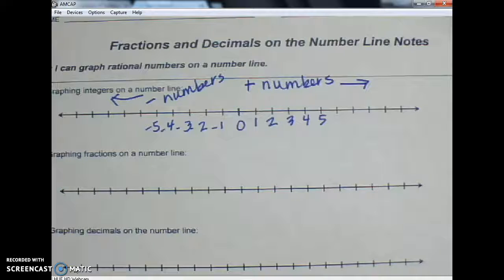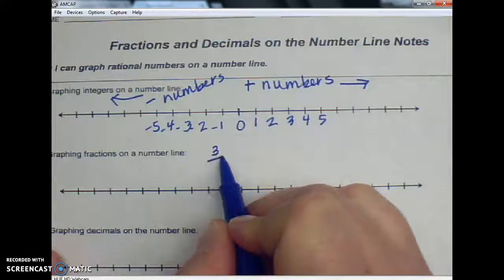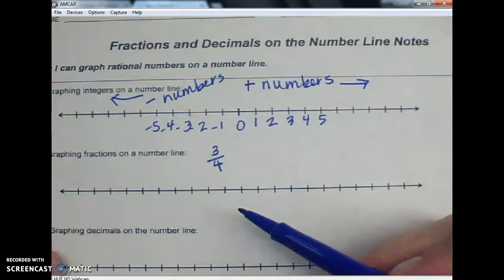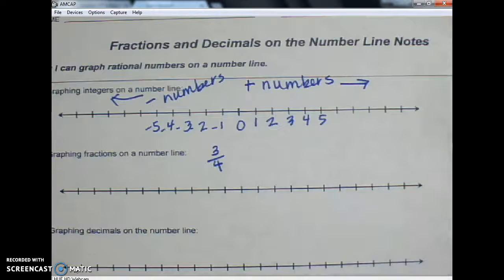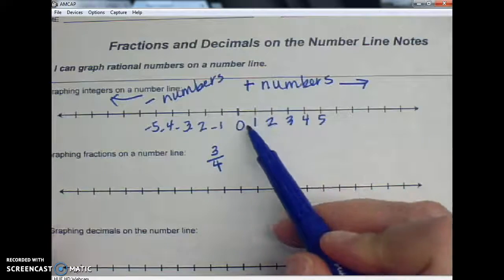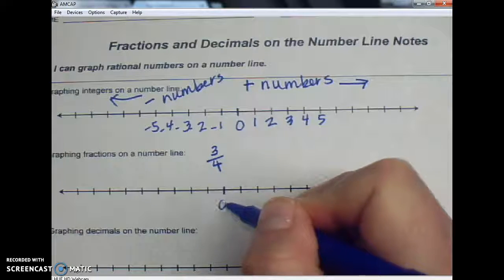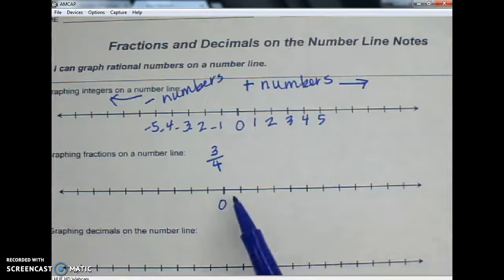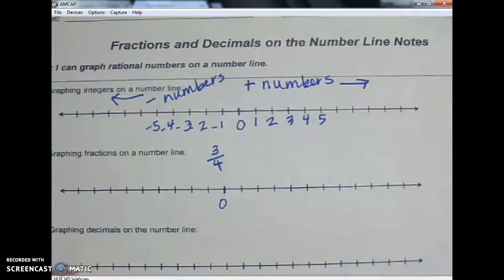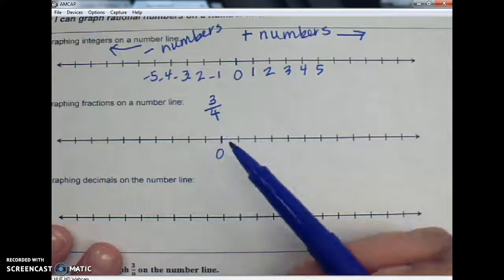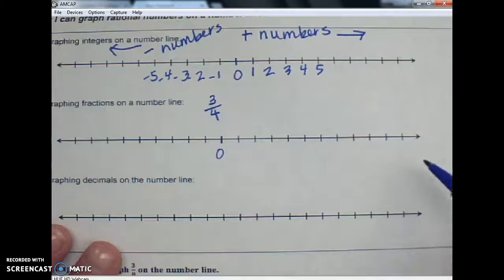So if we want to graph fractions on our number line, remember a second ago we talked about the number 3/4. And we talked about that 3/4 is more than nothing, but it's not a whole. So it's in between 0 and 1. So we're going to zoom in on this 0 and 1 on our number line. So we're going to put 0 on our number line, and we're going to break this up into 4 equal parts. My denominator, remember, of a fraction tells me how many equal parts I have. So I'm going to break this up into 4 equal parts.